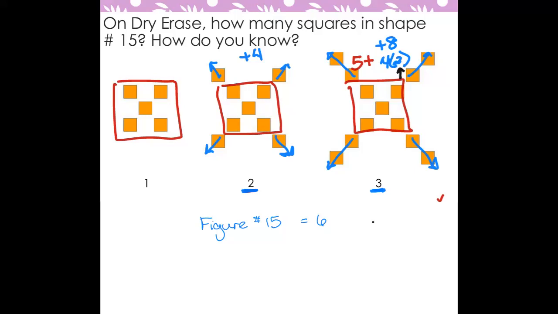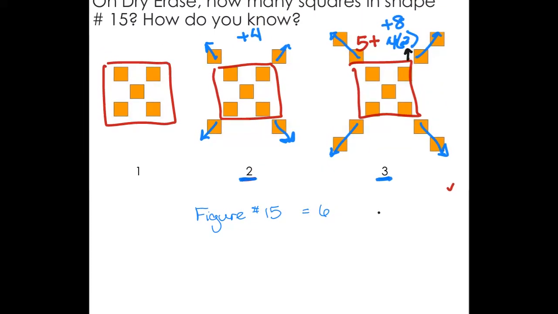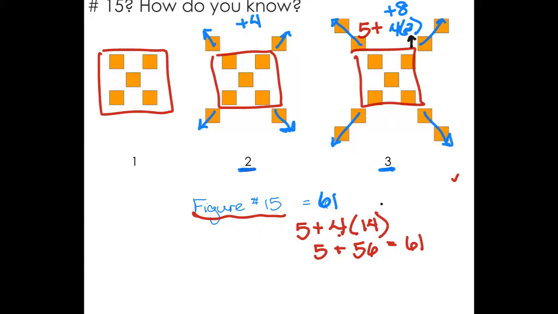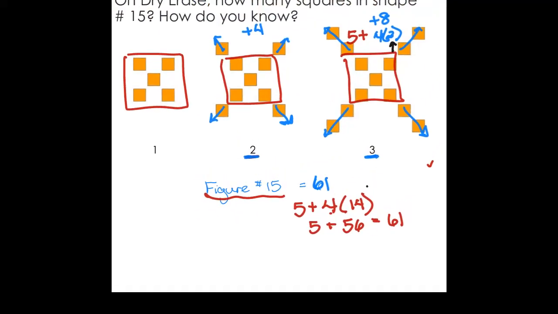No. Okay, well, this is one way, and then I'll have Cameron explain her way in just a minute. So figure 15, she said 61, I think, right? So I see it as being 5 plus 4 times, since it's figure 15, it is 1 less than that, which is 4 times 14, which is 56, plus 5 is 61. That's how I see it. Okay? Again, there's many different ways to do it.